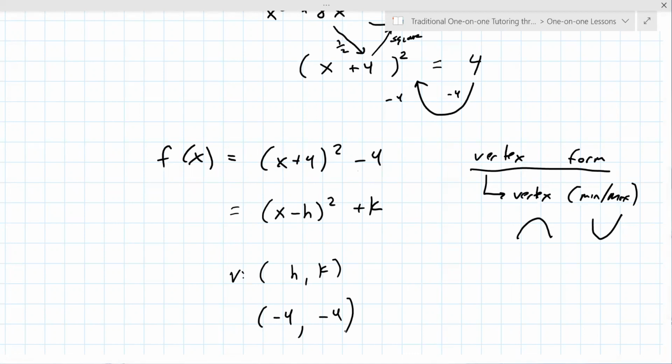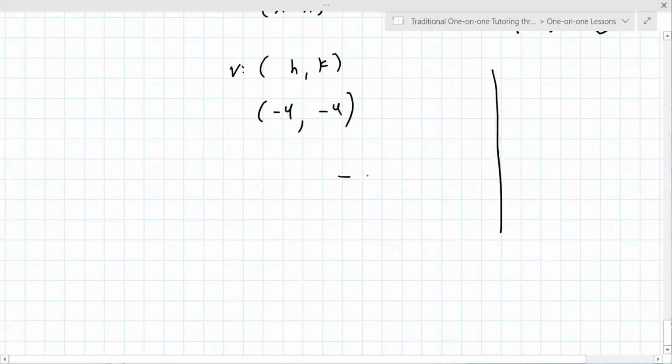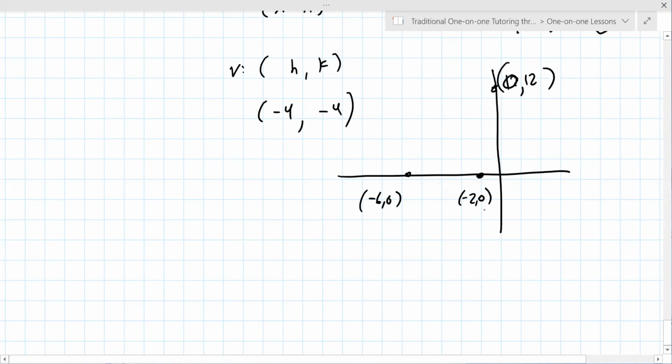So if we go back to our drawing now, here's what we had so far. We had -2 and -6, -6, 0, -2, 0, 12, 0, 12. And now we got our last point, -4, 4. And we can complete our graph of this quadratic.